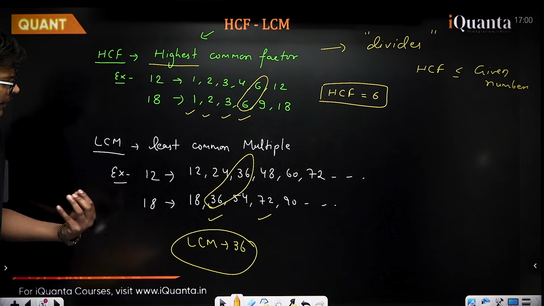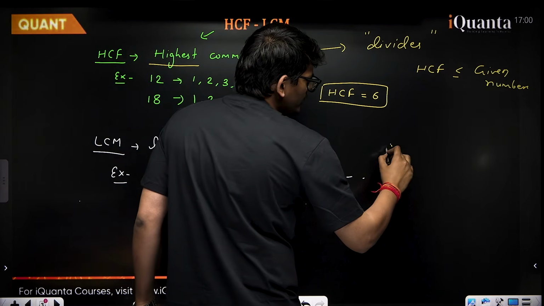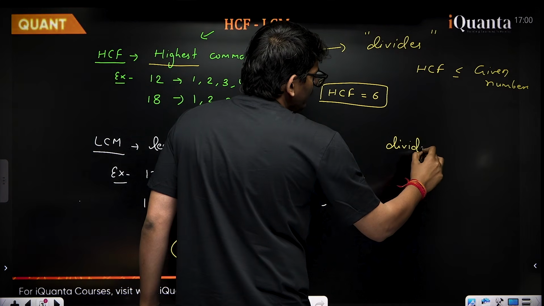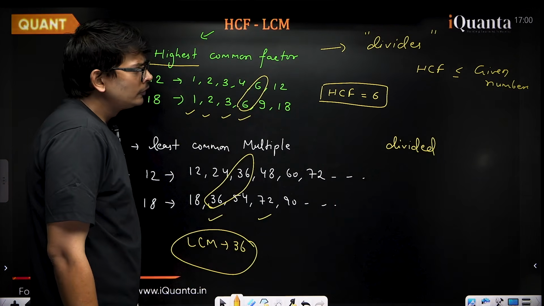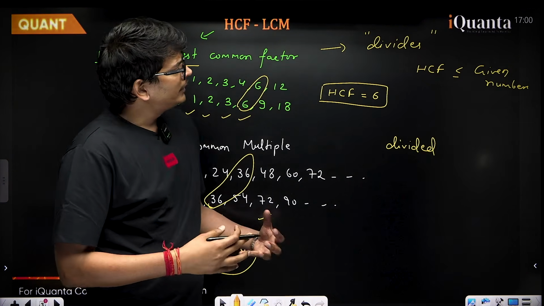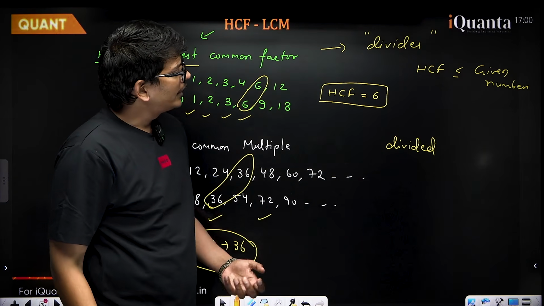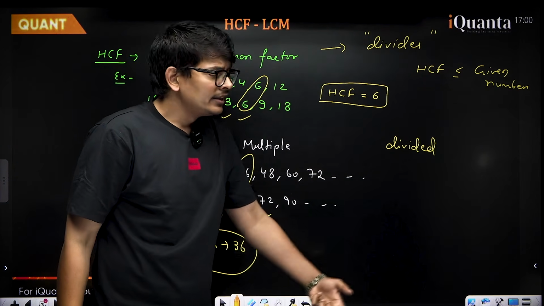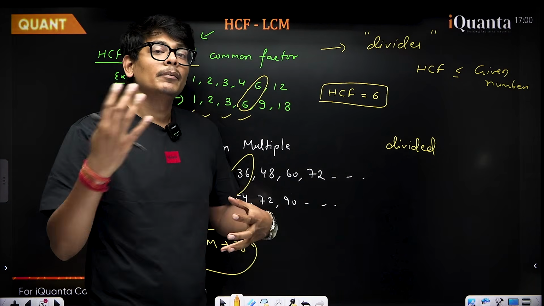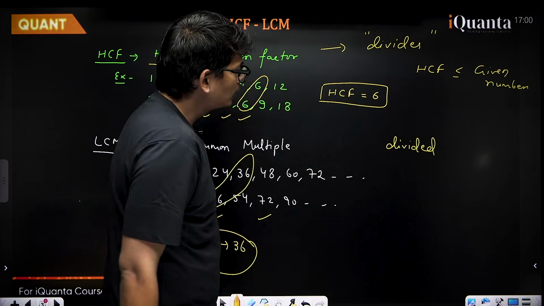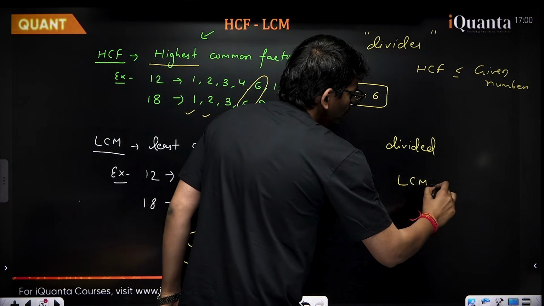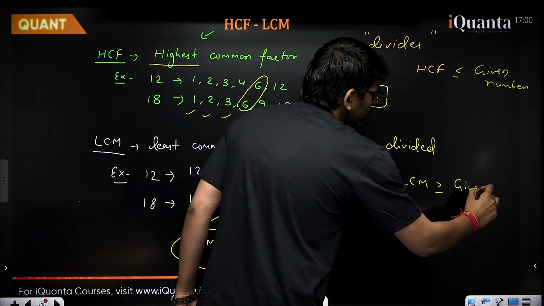LCM is a number by which other numbers get divided. You can understand it in the form of grammar also, it is an active-passive voice relation, right? It is something which divides, and it is something by which other numbers get divided. So LCM is always greater than or equal to the given numbers.